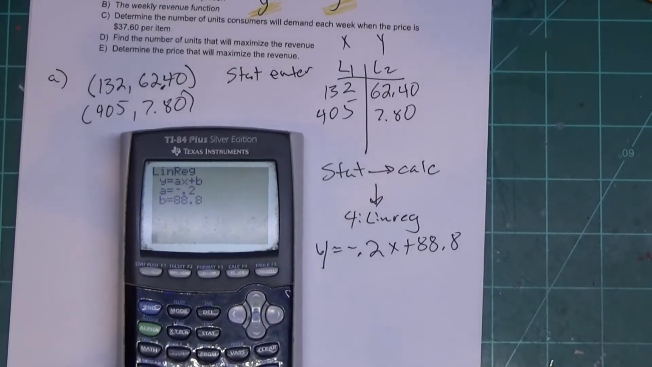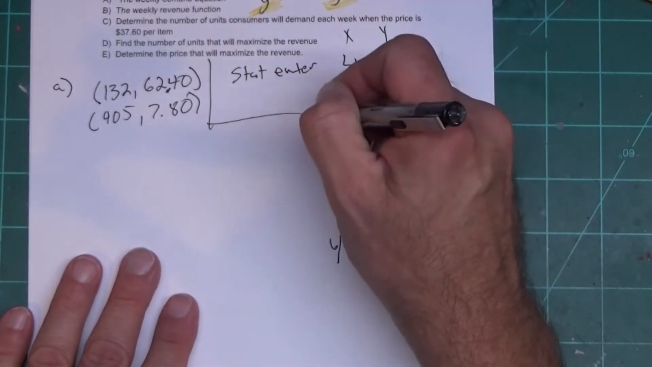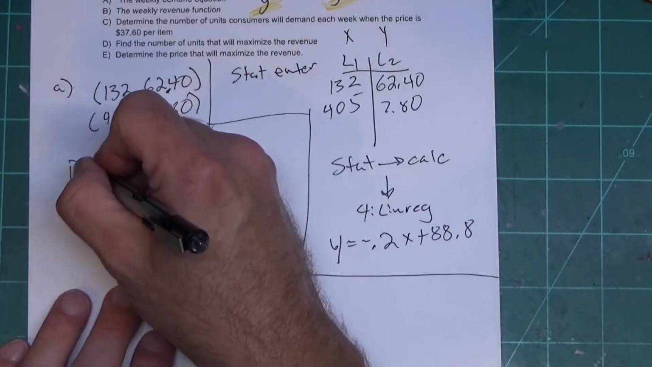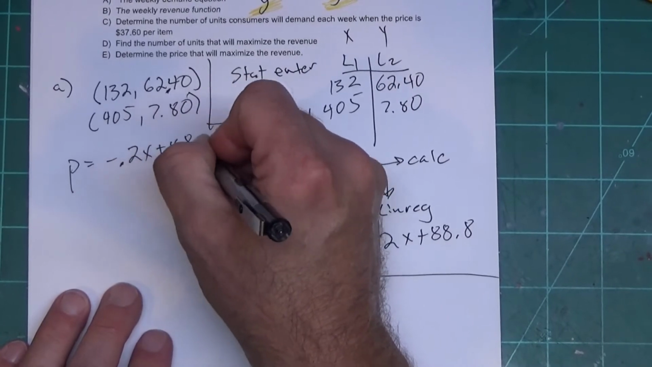So there's my equation for the line. This is a demand function. In math speak, we would call this P equals negative 0.2x plus 88.8.